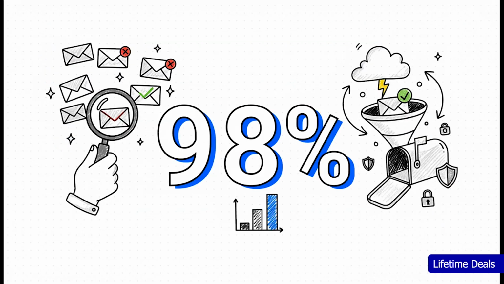So, how well does this stuff actually work in practice? Well, according to the hands-on tests from the review we looked at, a tool like this can hit 98% accuracy in flagging known bad emails and spam traps. That's the real-world impact. You can scrub your list with near-perfect precision before you ever hit send.